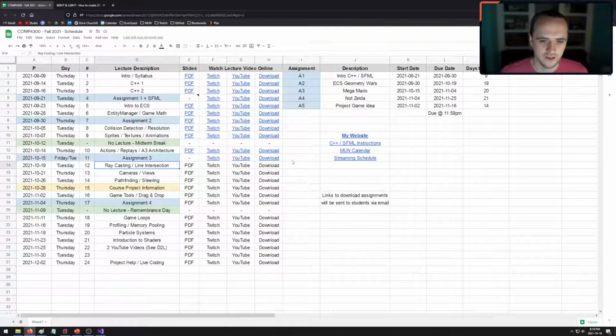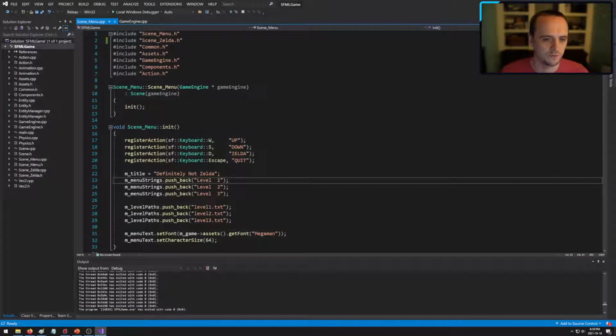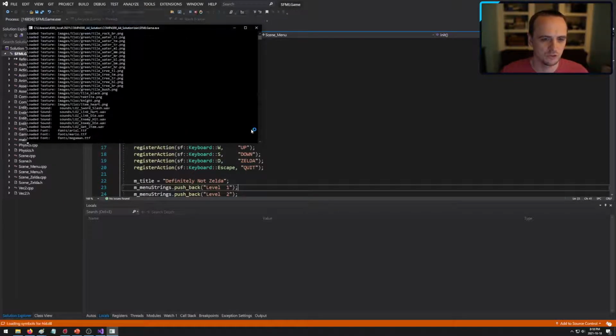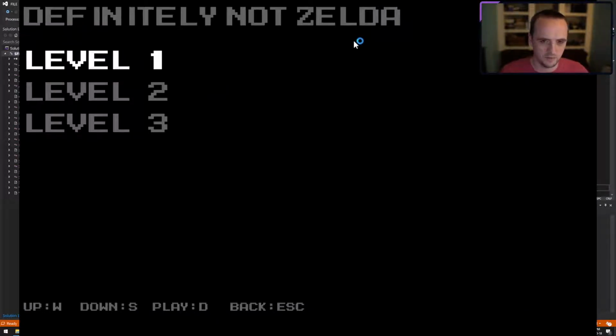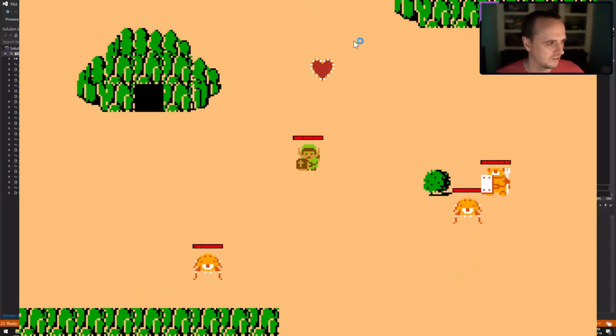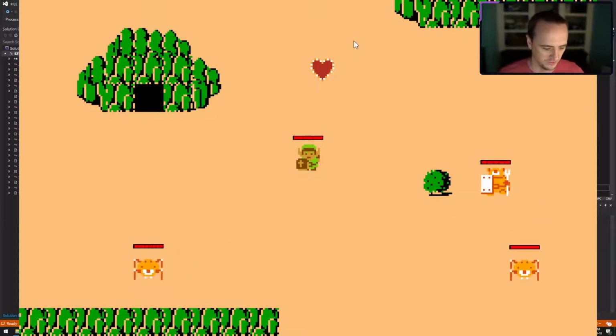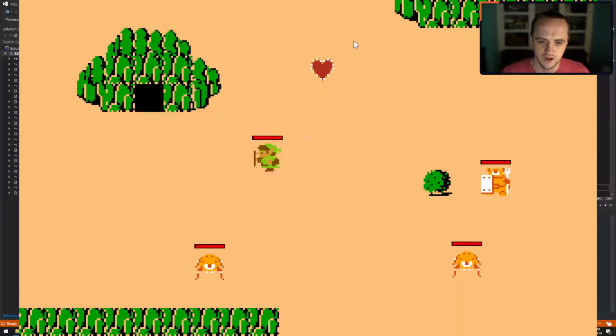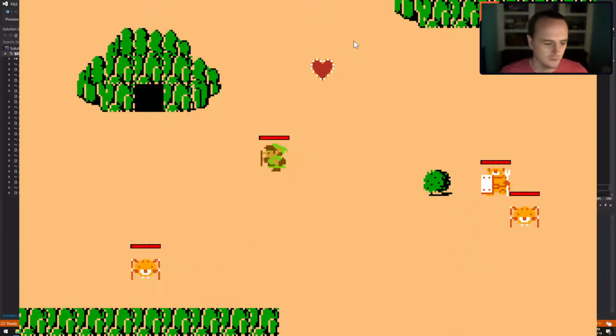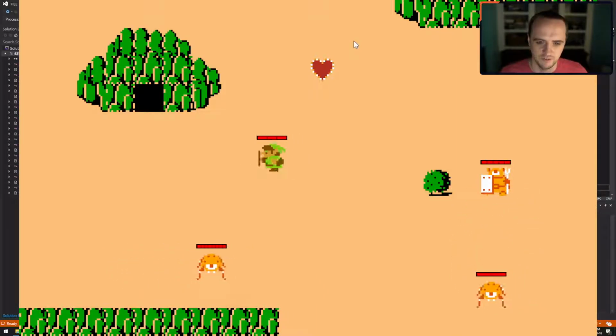So before we dive into what ray casting and line intersection are, let's look at our use case for it. This is the solution code for assignment 4. I'm just going to run this real quick. And we have a game called Definitely Not Zelda for legal purposes, right? In this game, I'm controlling something that happens to look like a popular NES character.